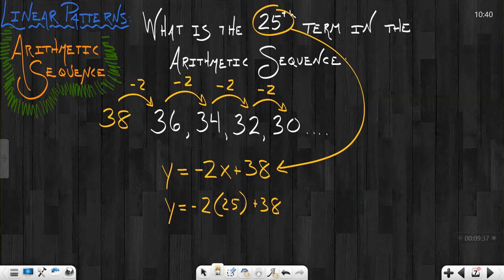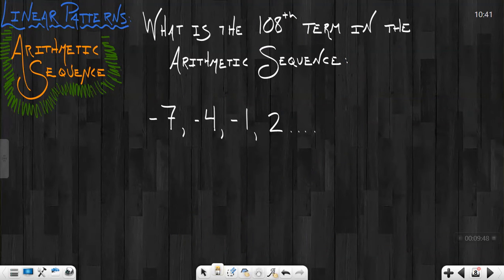And then go ahead and plug that into your calculator or work it out by hand, and you should find that the 25th term is negative 12. All right, so negative 12 is the value of the 25th term. Let's try another one. All right, again, pause the video. See if you can figure it out.